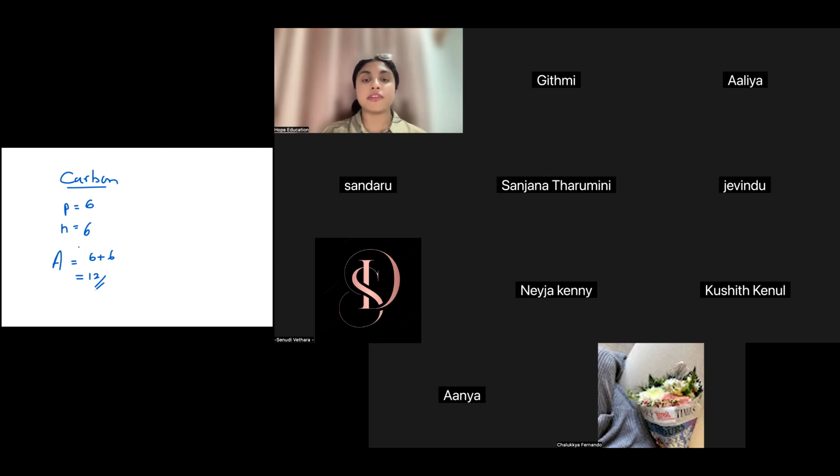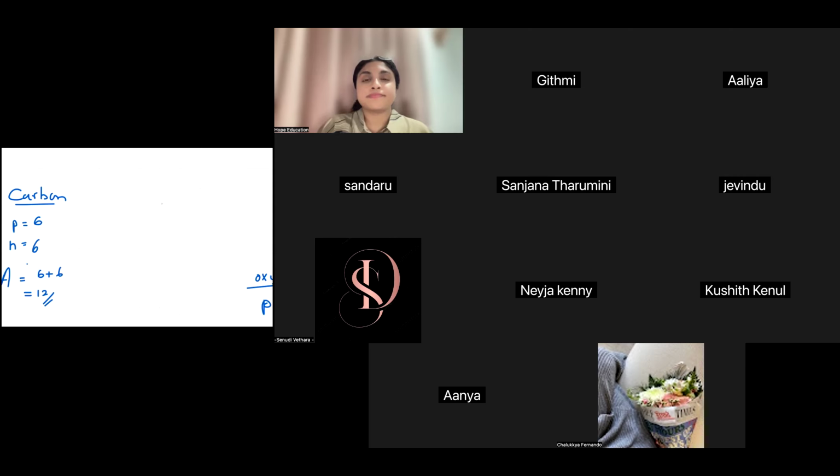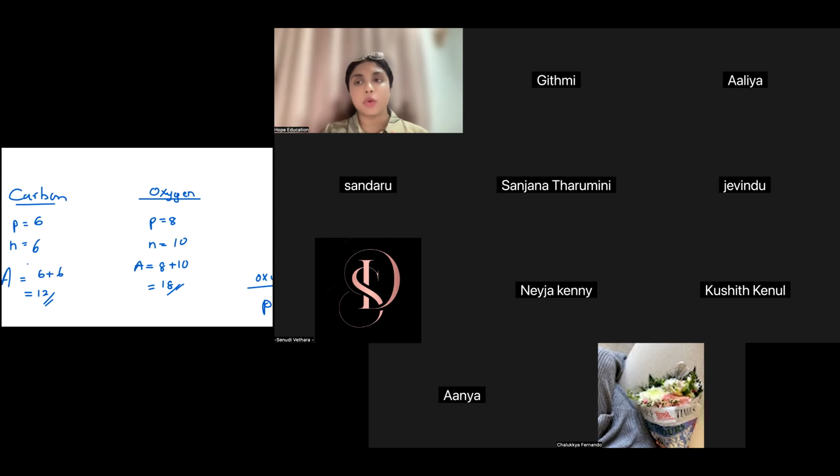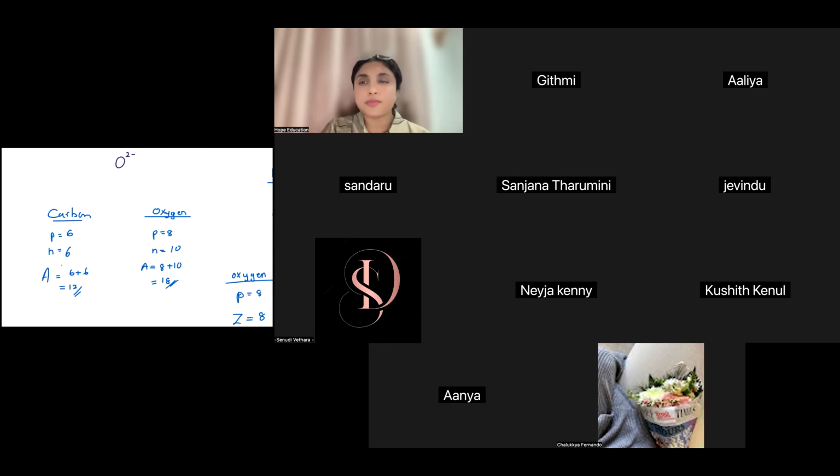If you take another one, for an example, oxygen. If you take a certain oxygen atom, it has 8 protons and let's say it has 10 neutrons. Then what is its mass number? 18. 8 plus 10, 18. Okay, so it's easy to know what the mass number is. Just add the number of protons and the number of neutrons, no problem.